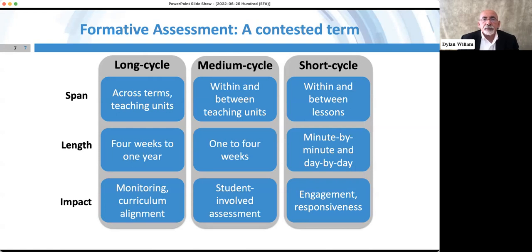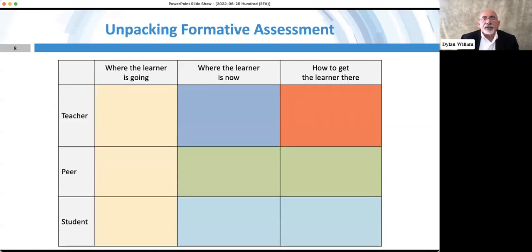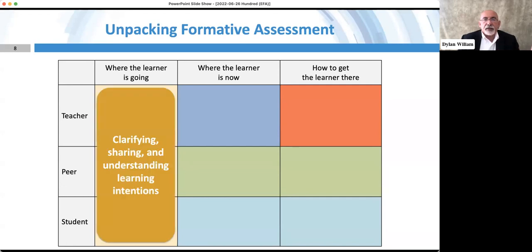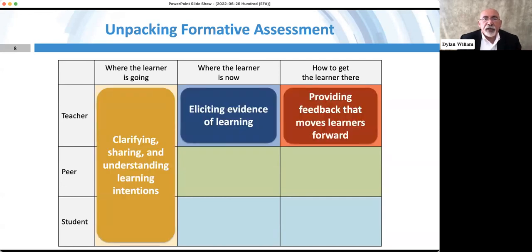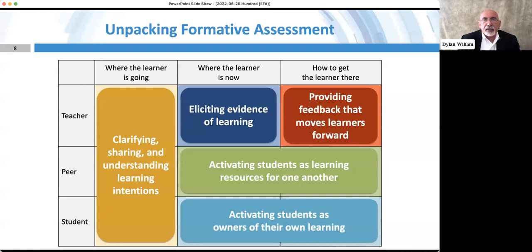Now, to actually flesh this out, I think it's important to understand that while in many jurisdictions, formative assessment has been conceptualized primarily in terms of the teacher's role, the work that I and my colleagues have done over the last 25 years have always started with the student. So we have the role of the teacher, the peer, and the student, where they're going, where they are right now, and how to get there. That gives us 5 key processes of learning, which we can talk about later if you're interested.